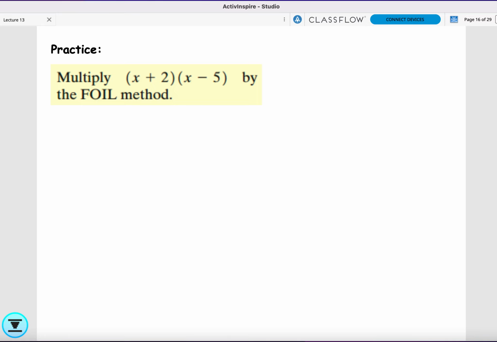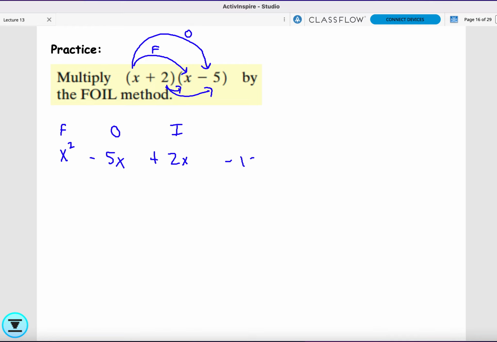Go ahead and try this practice problem here with you guys. X plus 2, x minus 5. So remember, x times x is the F term, which is x squared. And we do x times minus 5, which is the O term, which is negative 5x, the outside. 2 times x, which is the plus 2x, which is the inner term. And then 2 times negative 5, which is minus 10, which is the last term. Combine all of them together, your like terms, so you get x squared minus 3x minus 10, and we're done.